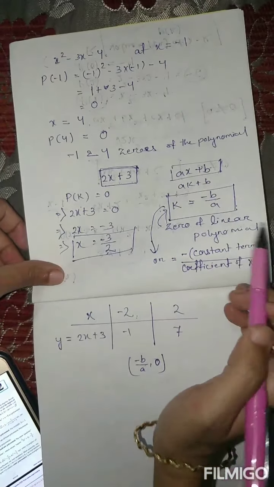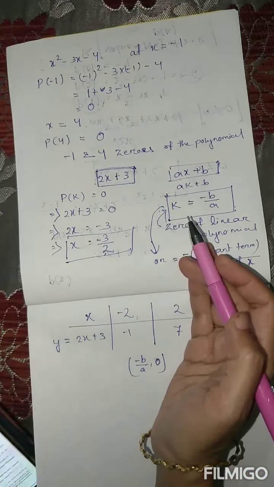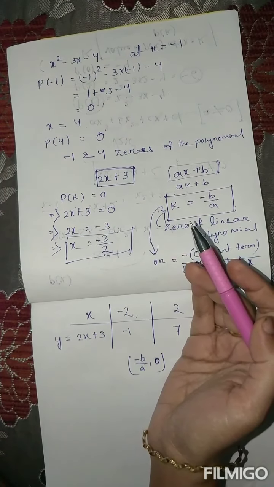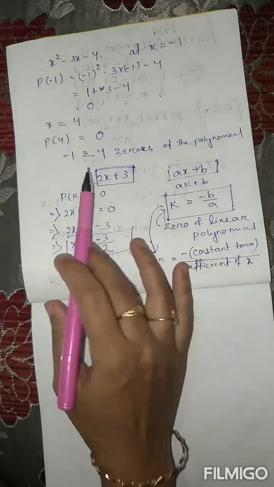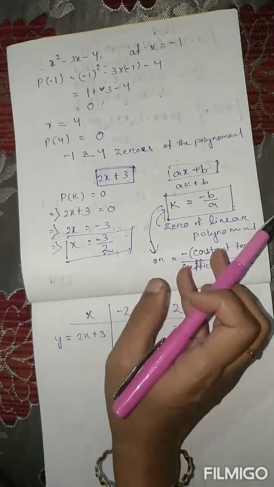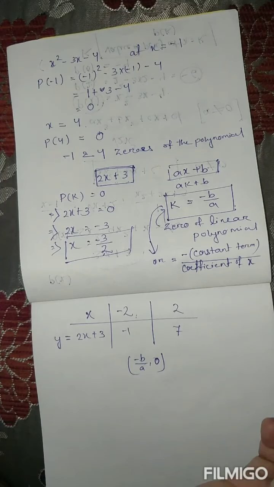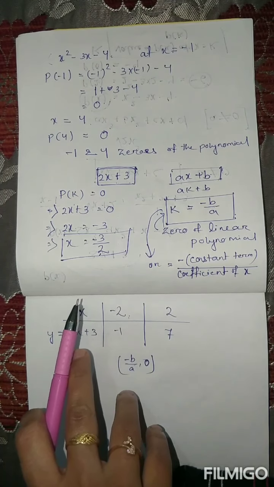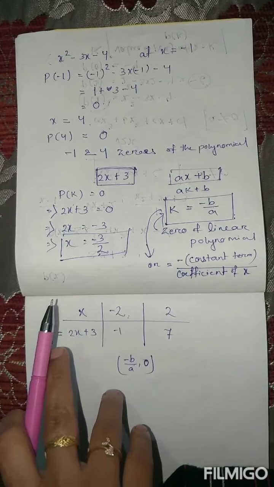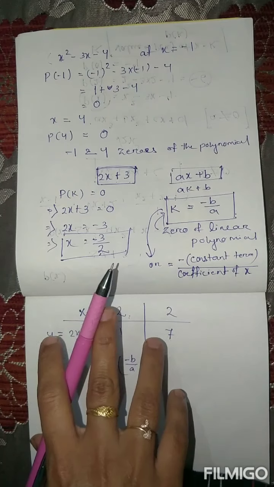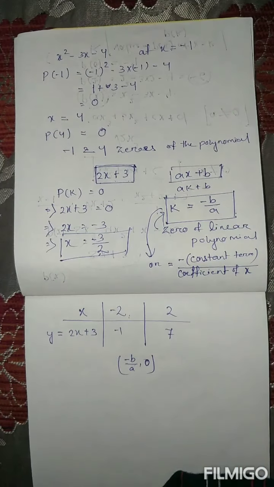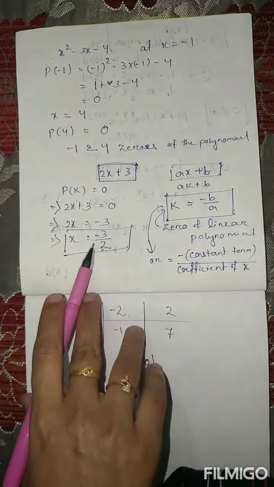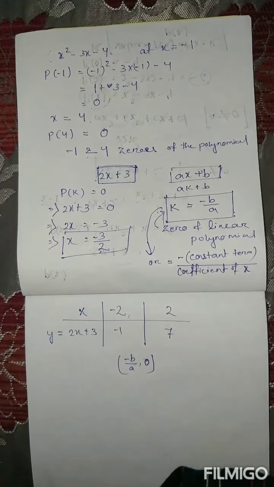Then we studied the graph also, the straight line graph of a linear polynomial. There is only one zero of a linear polynomial. At most, maximum, there is only one root or one zero. Zero of a polynomial means the root of the polynomial. Here I had also explained how we get the root.